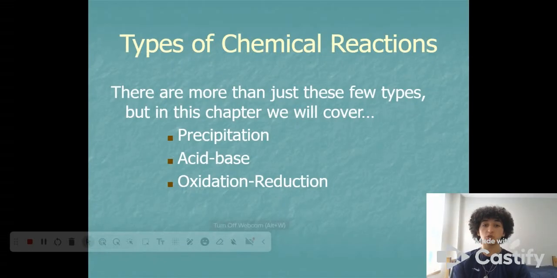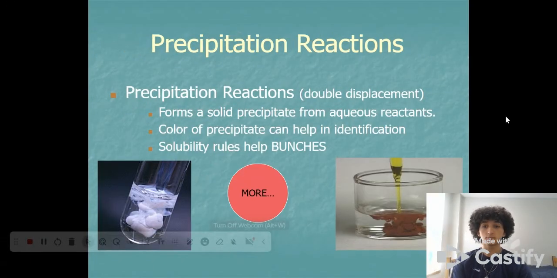Precipitation is actually super visual and easy to cover. When precipitate forms, you see a solid suddenly appear in a clear solution. It's like magic, except it's chemistry, which is better. So without further ado, let's get into it.